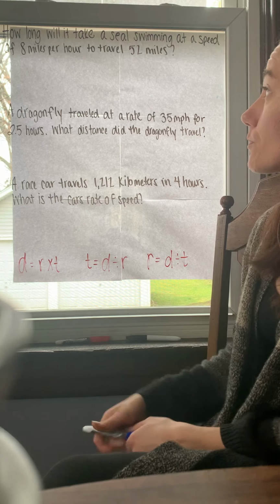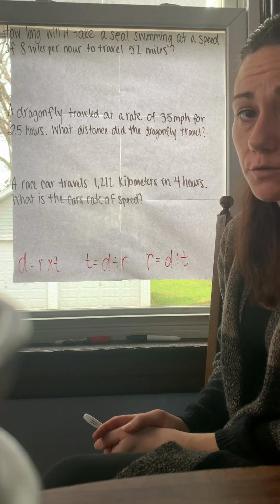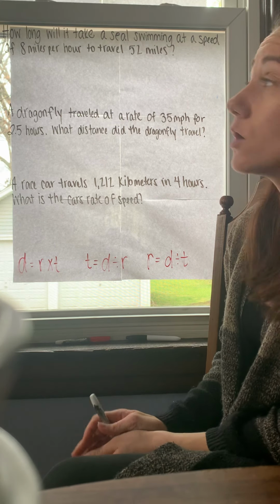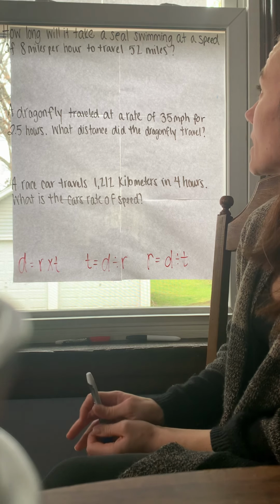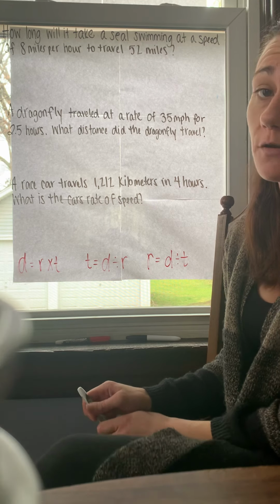So, they're going to give you problems and you have to figure out what formula to use and how to solve the problem. So the first one I have up here, it says, how long will it take a seal swimming at a speed of 8 miles per hour to travel 52 miles?